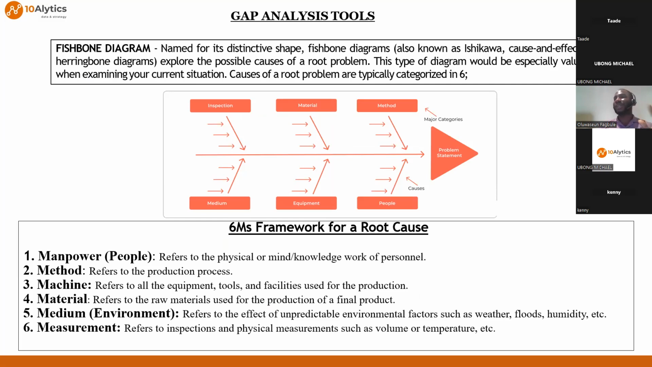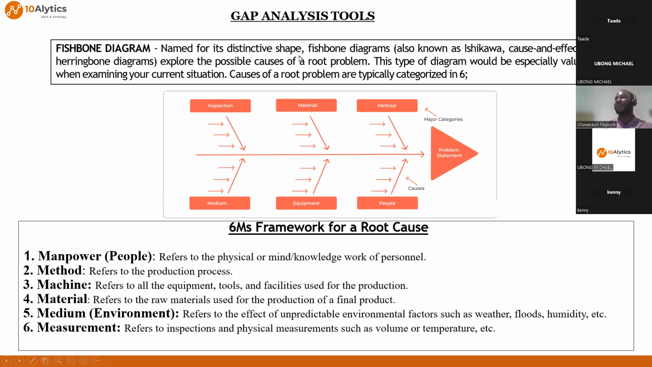Now the last tool we'll be talking about is the Fishbone diagram. The last gap analysis tool, right? So we've talked about SWOT analysis. Now we're talking about the Fishbone diagram, right? So as the name implies, as you can see, it looks like a fishbone. For those of us that love fish, you can see this is the head of the fish, and these are like the fins. There's supposed to be a tail. Some diagrams you find a tail, but it's not really necessary. But this is the head of the fish, and these are the fins and all of that.